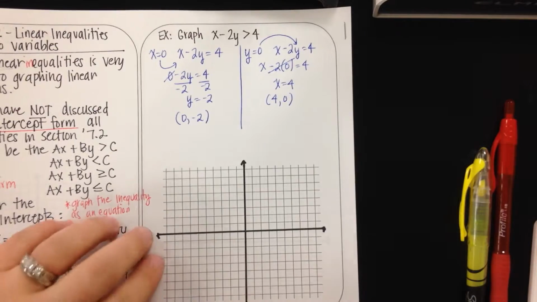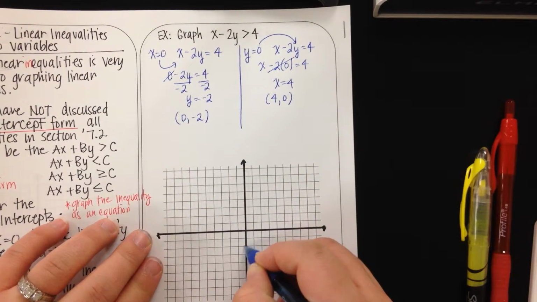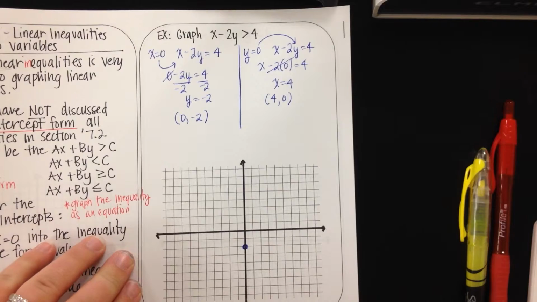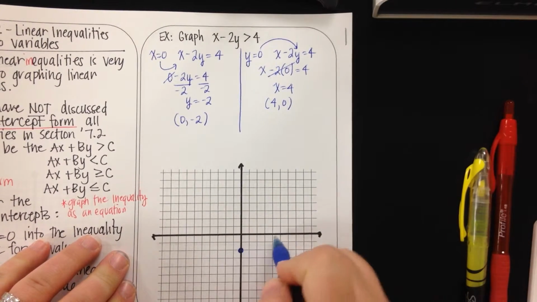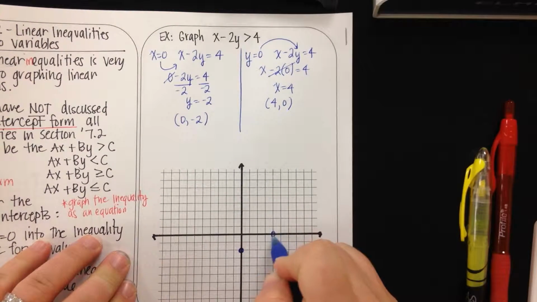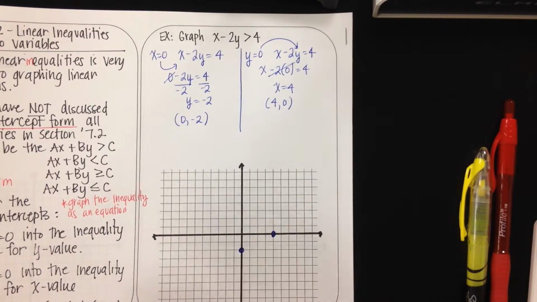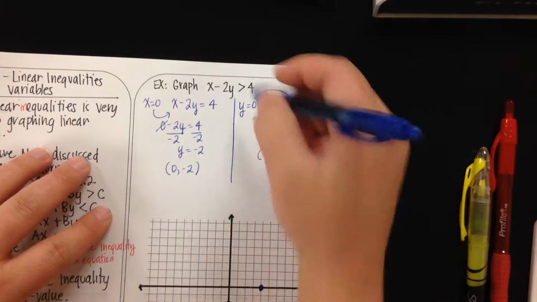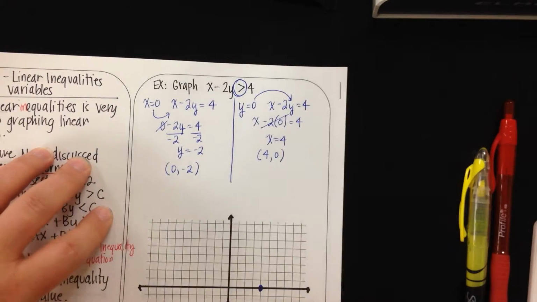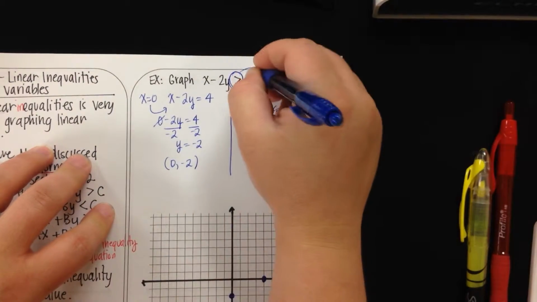Okay, so plot those points. The first one, 0, negative 2. That's my y-axis. 4, 0. That's my x-axis. Okay, and before we go to step 3 and just draw a line, you need to ask yourself, is this going to be dashed or solid? This is going to be dashed. Very good.